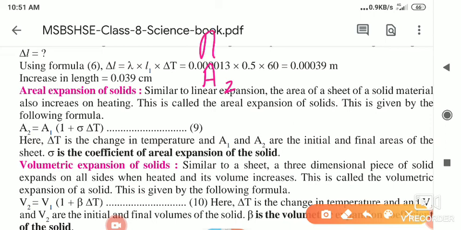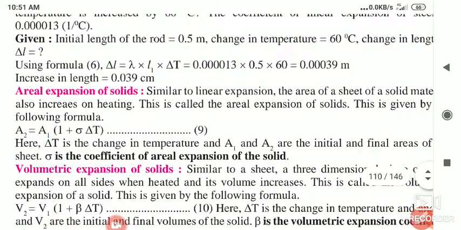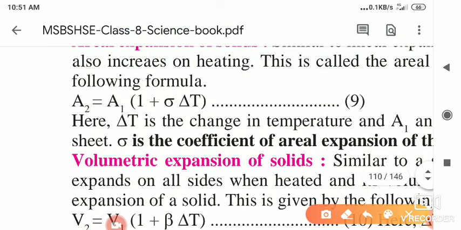A1 is the initial area, and A2 is the final area. So here A2 is equal to A1 into bracket 1 plus sigma delta t. This sign is called sigma. So the formula is that A2 is equal to A1, the initial area, into bracket 1 plus sigma delta t.